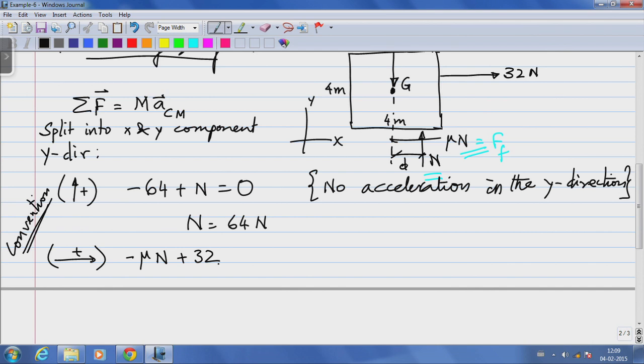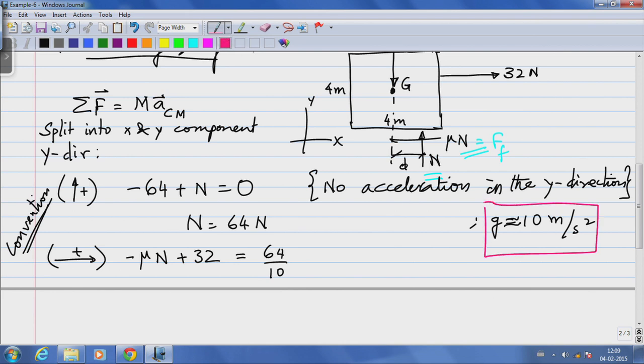taking the convention that forces to the right are positive, equals mass, which is 64 newtons divided by 10. I am going to take g approximately equal to 10 meters per second squared, and this shall be our convention for the duration of this course. There is no reason to complicate our calculations by including numbers like 9.8 at the moment. This is the mass of the body times acceleration.